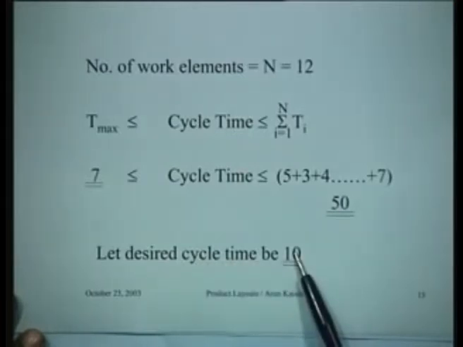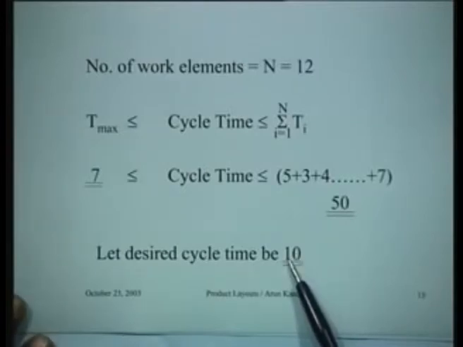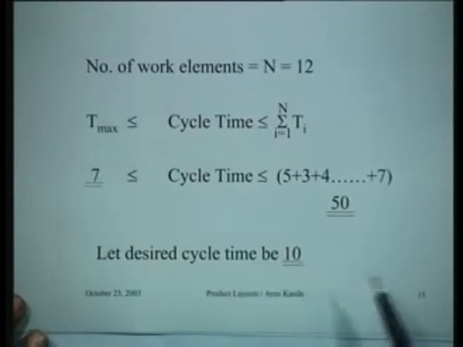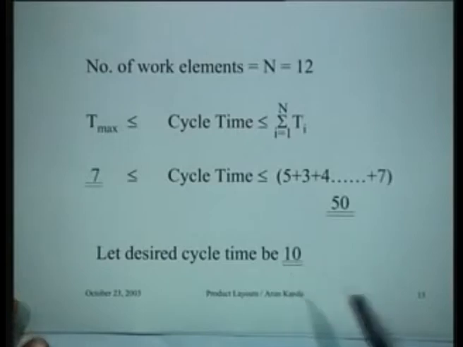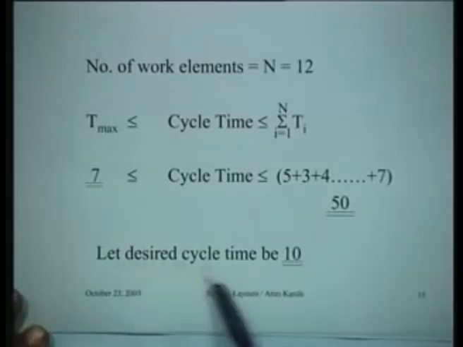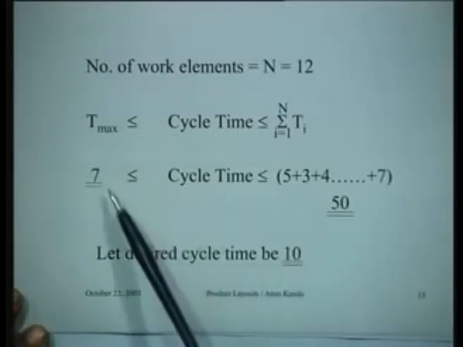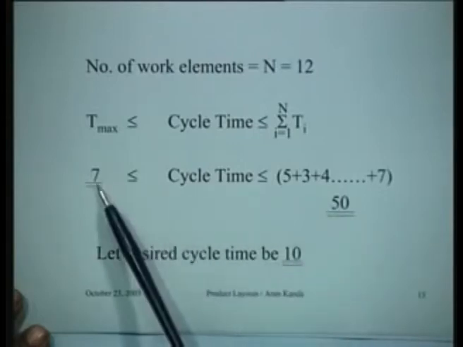How does the desired cycle time come about? It is based on the market demand. It depends upon how many you want to produce per day. So cycle time is determined accordingly. This is something that the marketing people would be telling you: there is a demand for so many cars per day, therefore your cycle time should be such. So we say that the desired cycle time is 10 and this cycle time should be within this range.